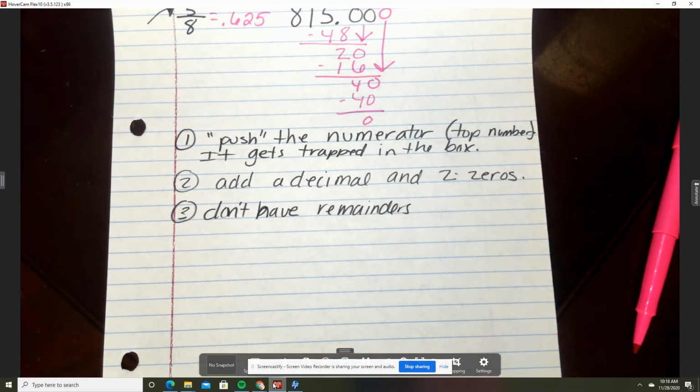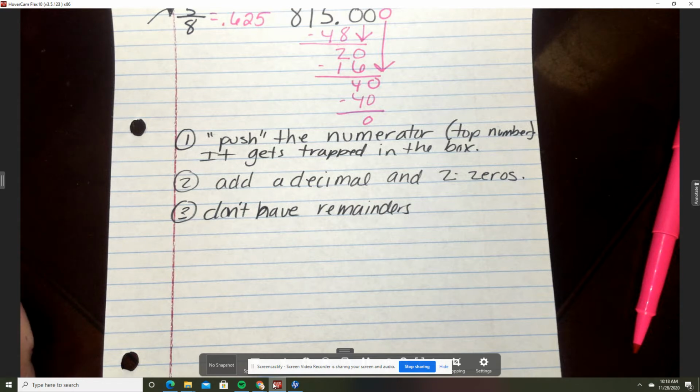Okay, let's try another one. We'll need another piece of paper. So again, if I'm writing these down, you definitely need to be writing them down and then put them in your math section of your binder. And I just dropped all my paper on my floor.